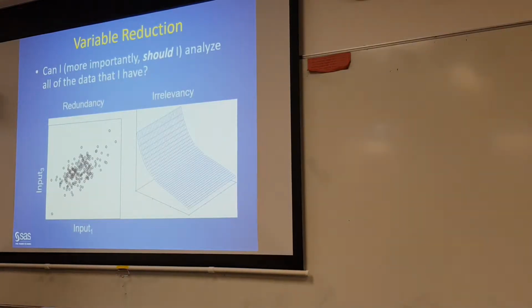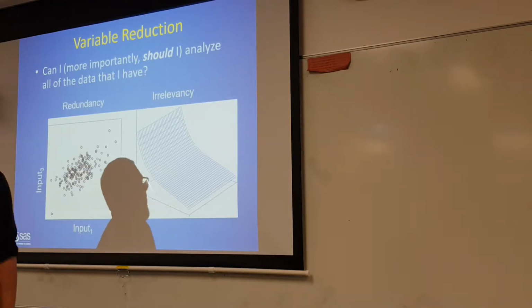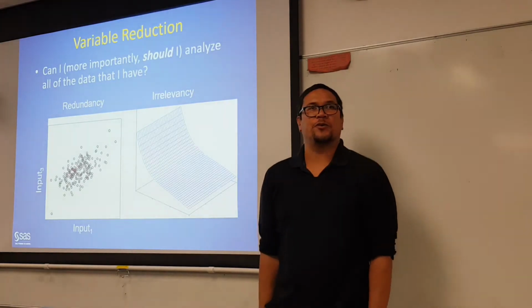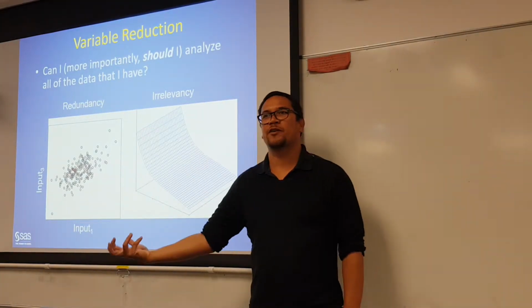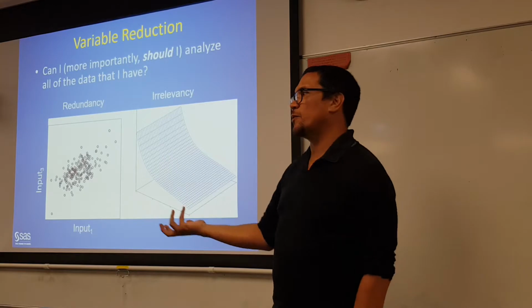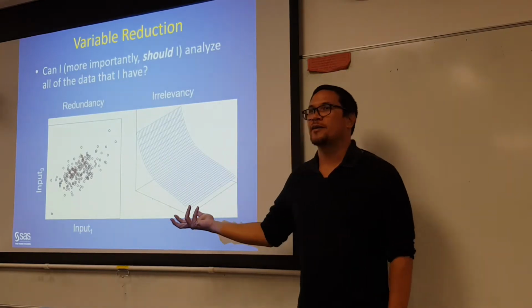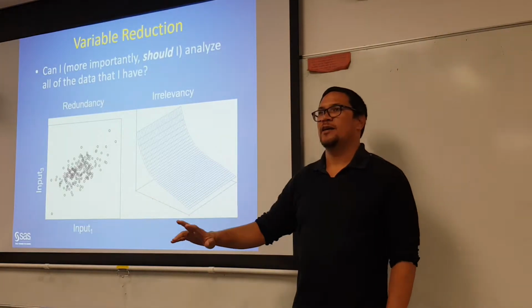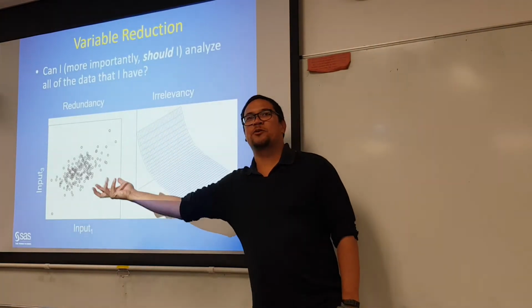So variable reduction: you need to ask yourself, should I be analyzing all of the data that I have? Typically we have 2 problems. One is irrelevant variables, meaning that a variable is not useful or interesting to whatever solution you come up with. It doesn't matter what level it is; it doesn't influence the thing you're interested in.